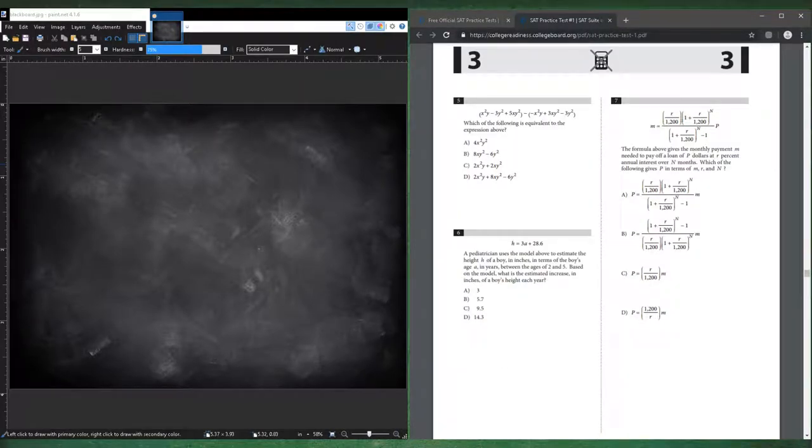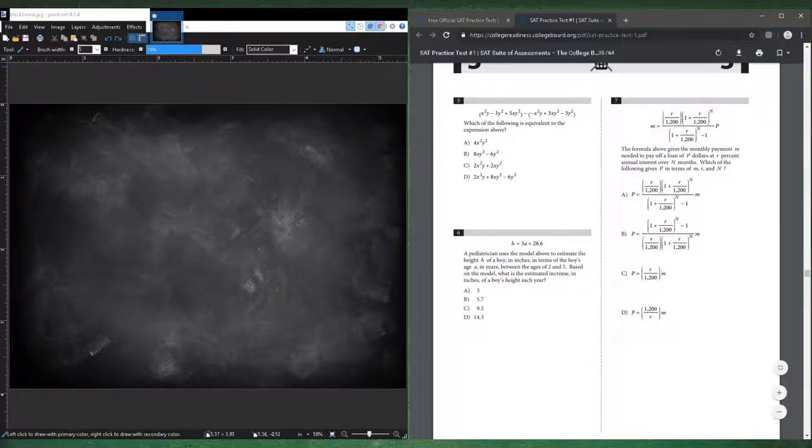Number 7. The formula above gives the monthly payment M needed to pay off a loan of P dollars at R percent annual interest over N months. Which of the following gives P in terms of M, R, and N? So this question is asking you just to represent the variable in a different way. Right now it's represented by M, so we want to represent it by P.